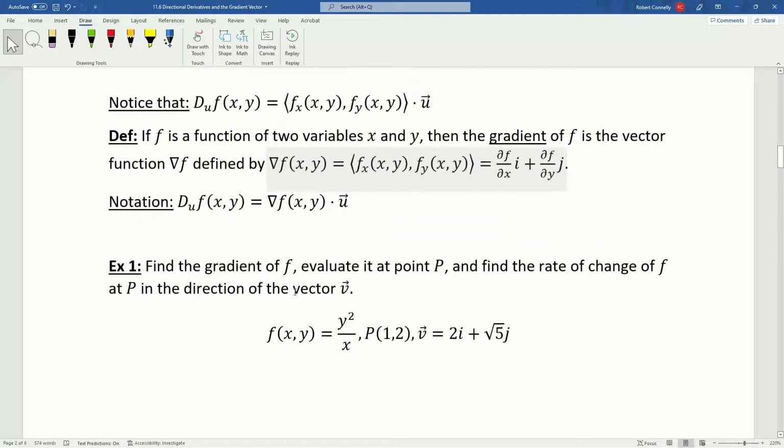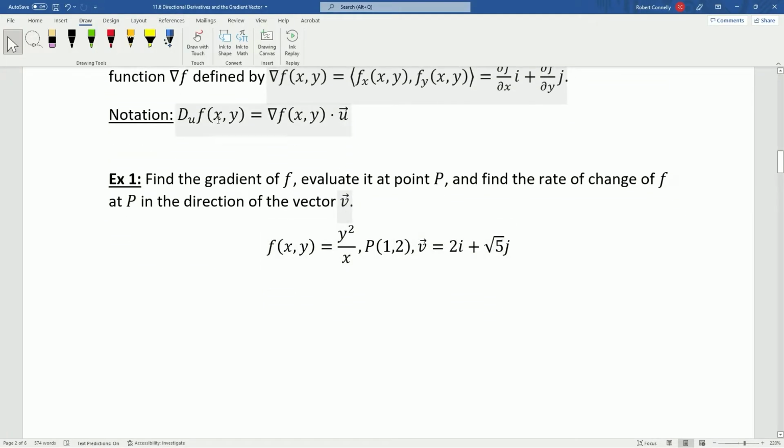Okay, so let's move on to an example. Find the gradient of f, evaluate it at point P, and find the rate of change of f at P in the direction of the vector v. All right, so we got quite a lot of things there, but really it's not too bad. So the gradient of f is the vector partial with respect to x, partial with respect to y.